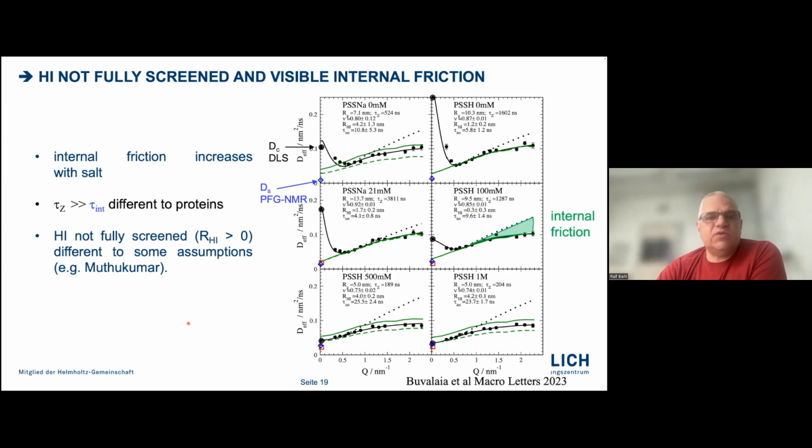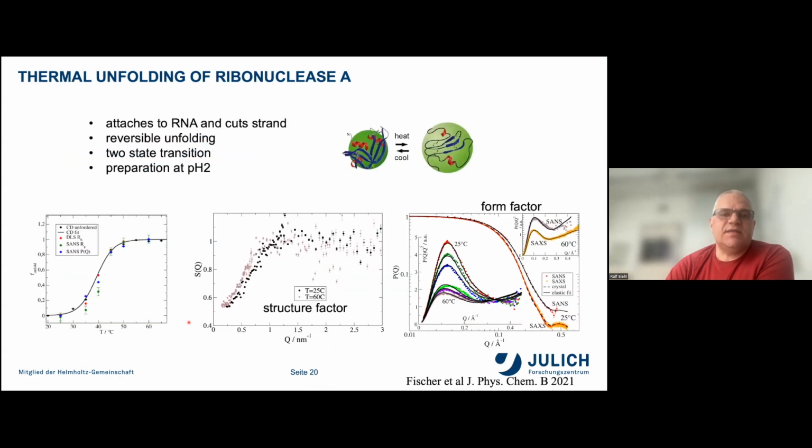Now we come to another problem. Now we switch from a polymer, a polyelectrolyte, to an intrinsically unfolded protein. Basically, we start not with an intrinsically unfolded protein. We use here a thermally unfolded protein, ribonuclease A.